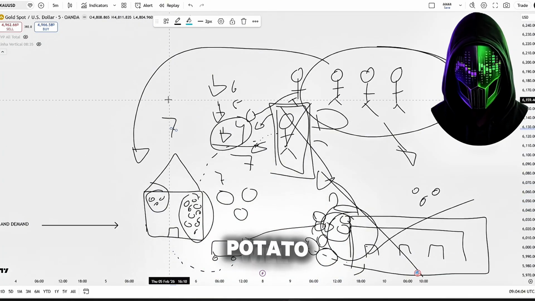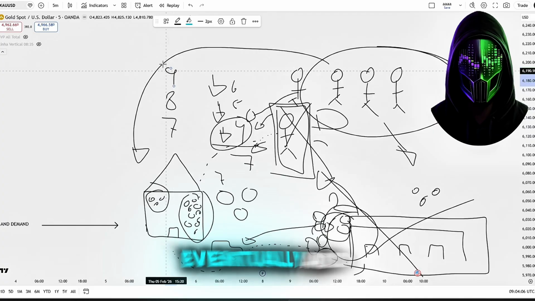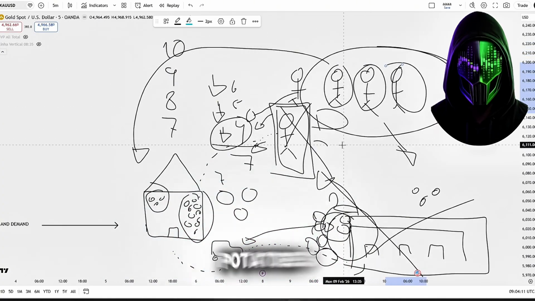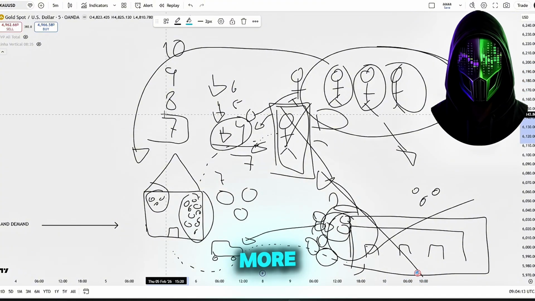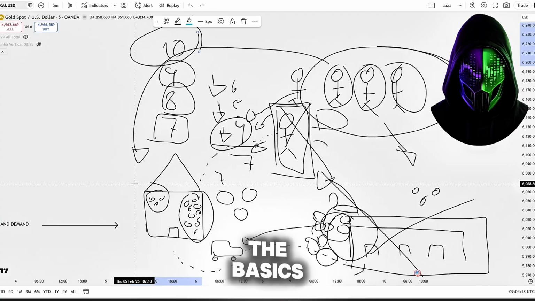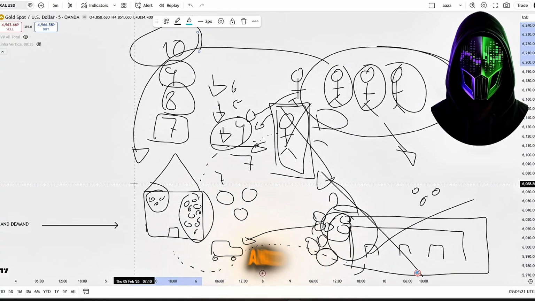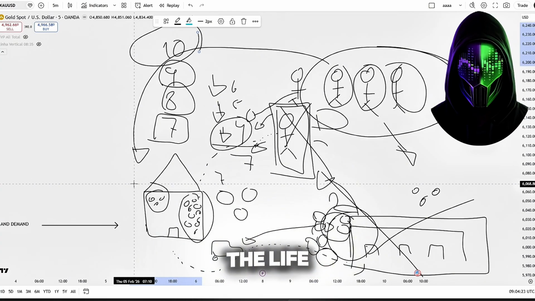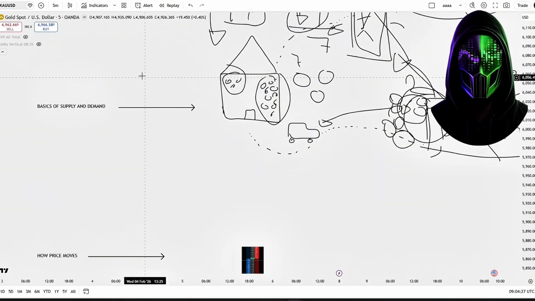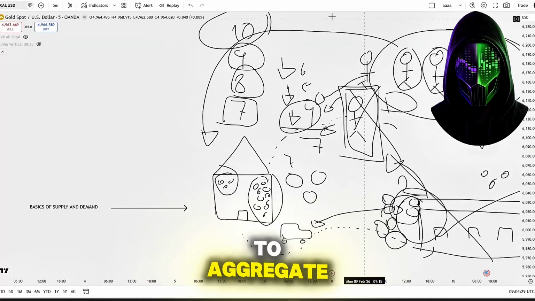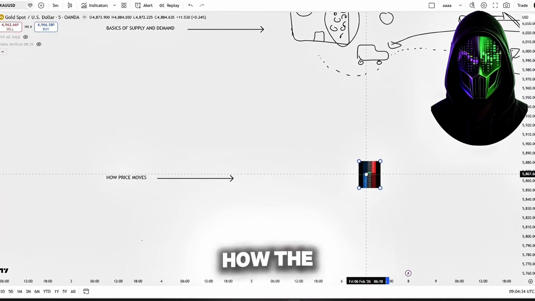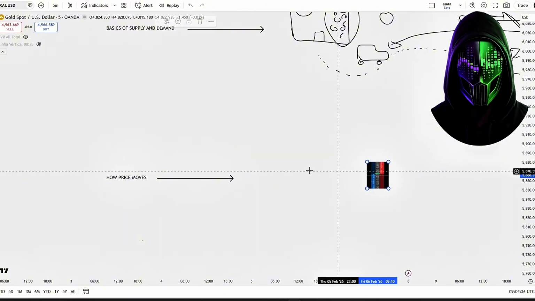The price of potato will eventually and gradually come higher because these people need the potatoes and are willing to pay more for having these potatoes. Right? So this is the basics of supply and demand, and it works in every aspect of life. Right? So now we start to aggregate this whole philosophy on the price, okay? And how the price moves, right?